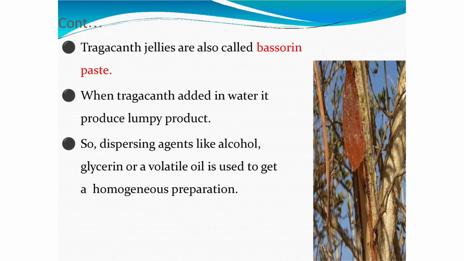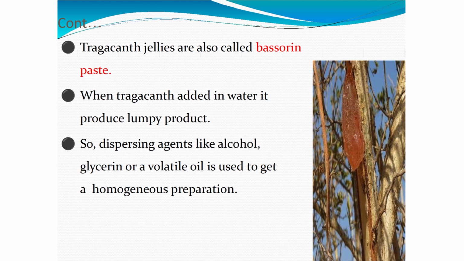A couple more things about Tragacanth. Tragacanth jellies are also sometimes called basurin paste. When Tragacanth is added directly to water, it can produce a lumpy product. So to get a smooth homogeneous preparation, dispersing agents like alcohol, glycerin, or a volatile oil are used first.